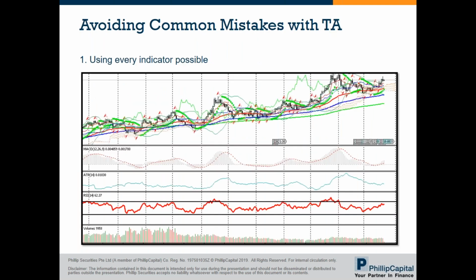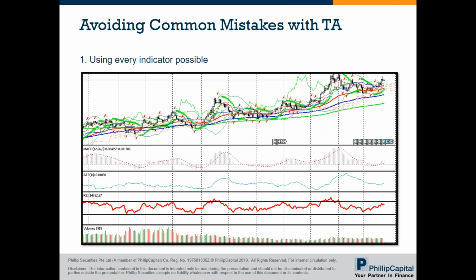Right. So moving very quickly into avoiding common mistakes with technical analysis. This happens with many people when they're first starting out. The first mistake is to use every indicator possible. As you can see in the chart over here, I've used 3 to 4 oscillators and different indicators on the chart, and it's almost impossible to tell where my prices are at the current moment.